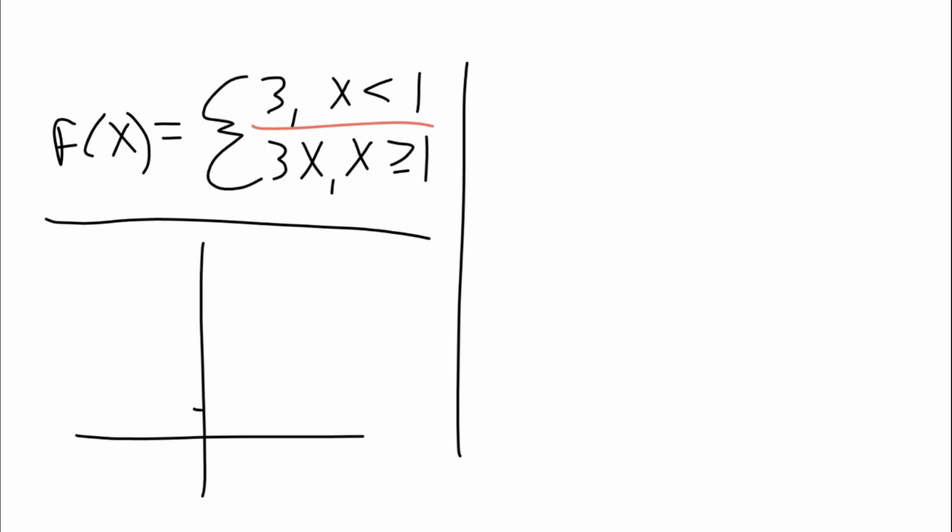For the first part of the graph, where x is less than 1, the function is equal to 3. So that's really like graphing y equals 3, but we only want to show that graph when x is less than 1. So we'll put a hollow dot at 1 and then draw a horizontal line backwards.